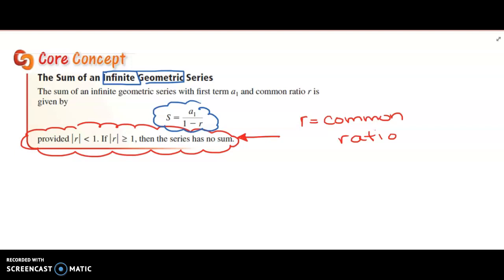And so we can calculate the sum because eventually we get numbers so small that when we add them, it's essentially 0. Okay, so that's why the absolute value of our r value has to be less than 1 to use this. If it's greater than 1, we would just write we cannot calculate the sum.